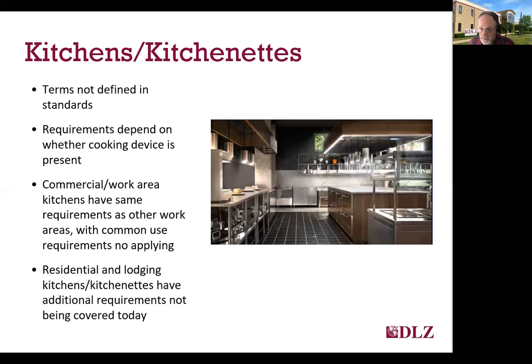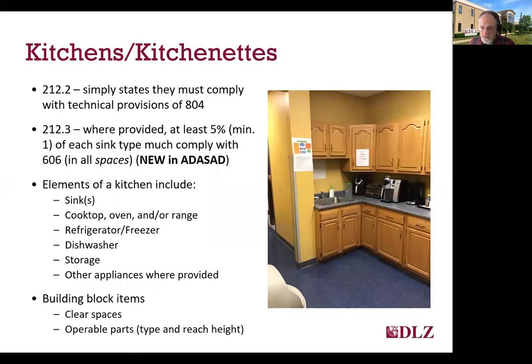I'm not going to be talking about residential kitchens or those in motel guest rooms and whatnot that have additional requirements. But if you do design those facilities, know that there are additional requirements to those that I'm going to be presenting for those spaces. The scoping provisions of 212 address kitchens and kitchenettes as well as sinks in those spaces. 212.2 simply states that kitchens and kitchenettes are required to comply with the technical provisions of 804, which I'll cover in a minute. And 212.3 requires that where there are sinks, except mop or service sinks, 5%, but at least one must comply with the technical provisions of 606, which is a new requirement for these spaces in the 2010 standards. The 1991 standards requirements for sinks applied only in restrooms.